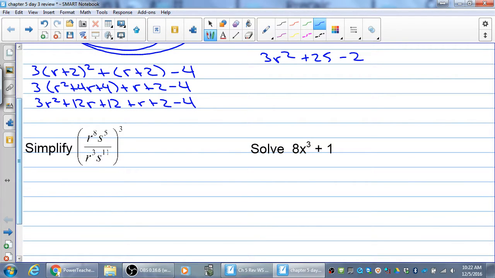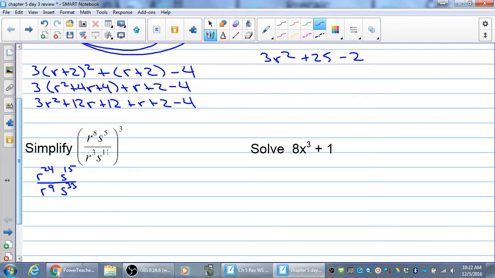On this one, there's a couple ways to do this. Here's how I would do it. I would do r to the 24, s to the 15, r to the 9th, s to the 33. That's what I would do to start this one out. Power to power, you multiply. If that was negative, I would consider the negatives.